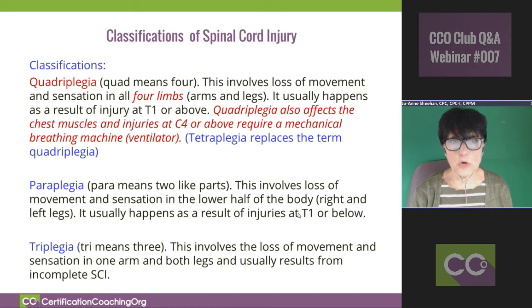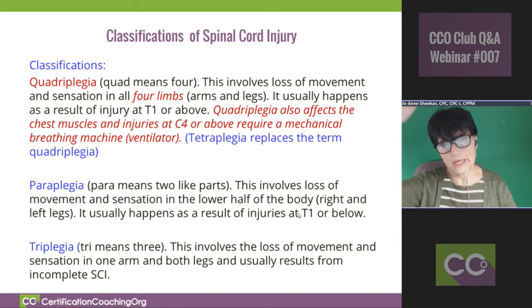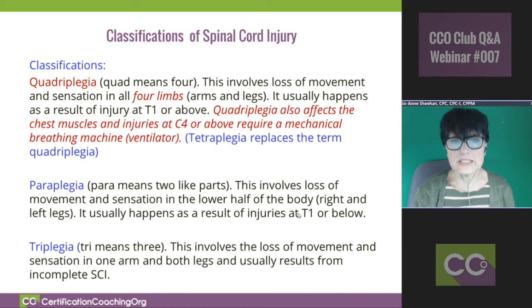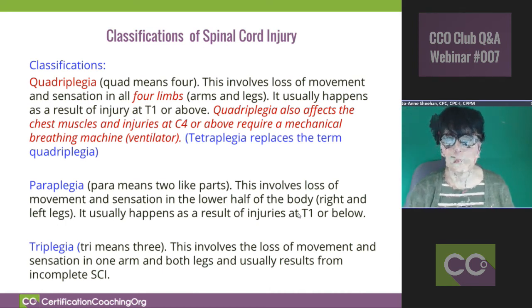First, we have quadriplegia, where quad means four. This involves loss of movement and sensation in all four limbs, meaning arms and legs. It happens as a result of injury at T1, the thoracic 1 level, all the way up into the cervical area. Quadriplegia affects the chest muscles, and injuries at C4 to C7 or above require a mechanical breathing machine, or a ventilator.